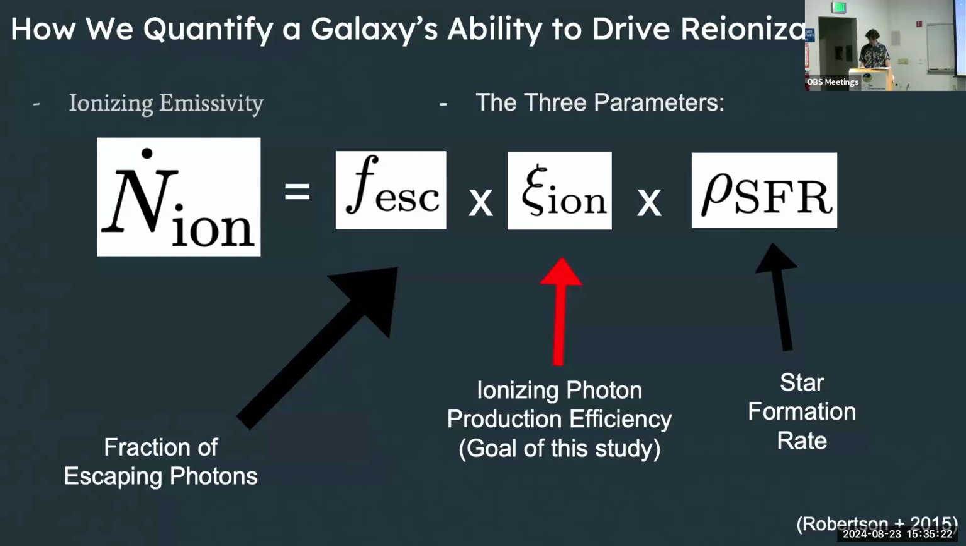We use this equation to determine how many ionizing photons are being produced and escaped from a given galaxy. For our research, we are specifically focusing on psi-ion, or the ionizing production efficiencies. That being said, the fraction of photons escaping a galaxy, which I'll discuss in a bit in the slide after next, and the star formation rate of a given galaxy is also pretty important to the reionization process.